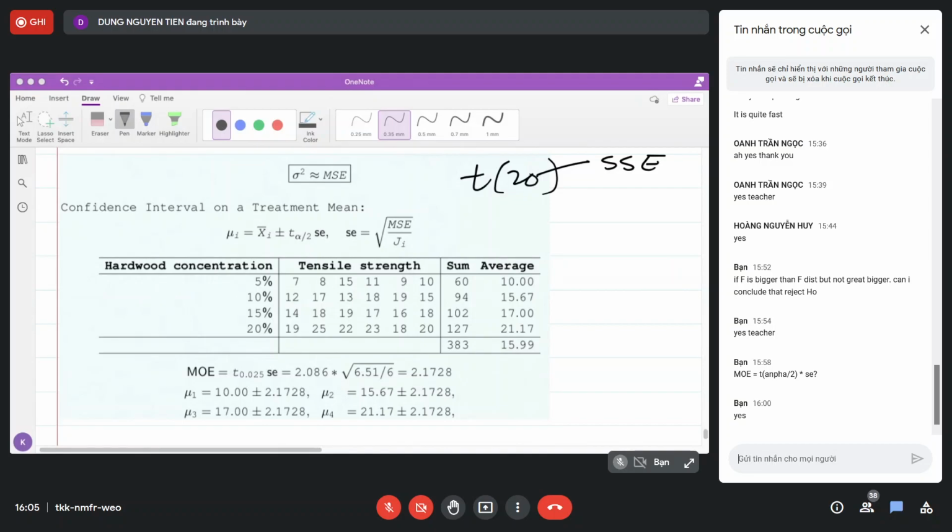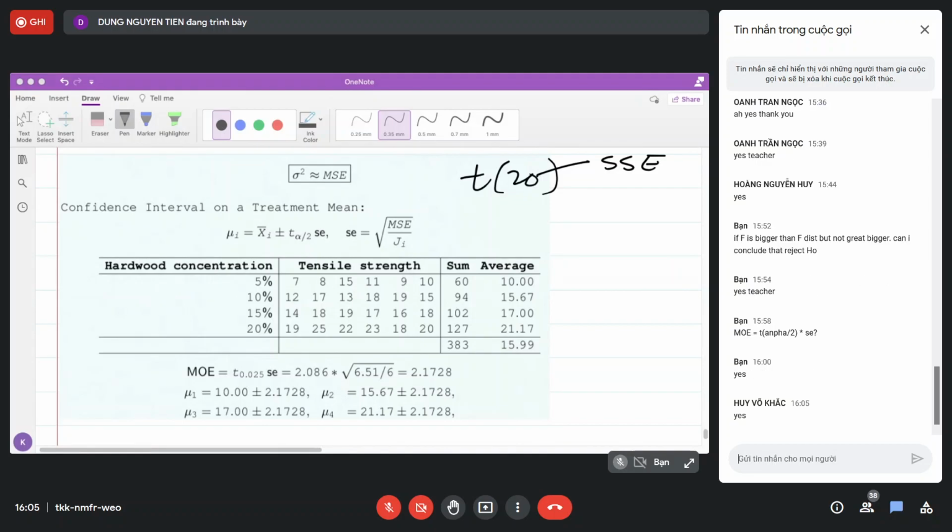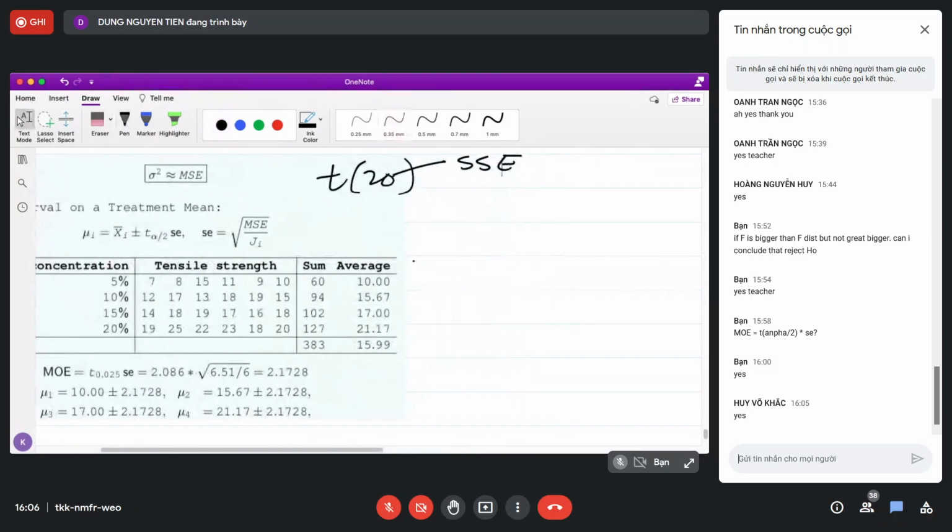Is this okay? All right. Now I have a question. Can I just have a look at the first group?